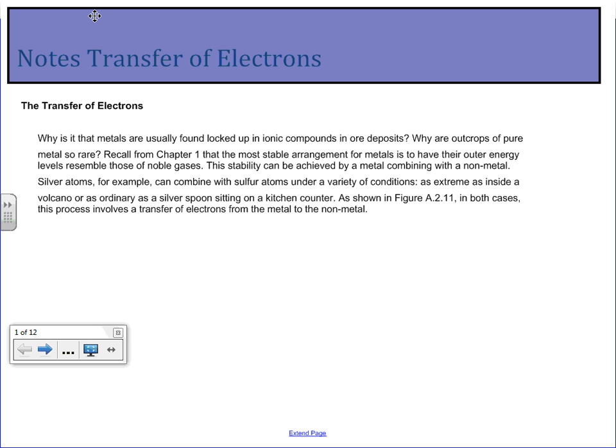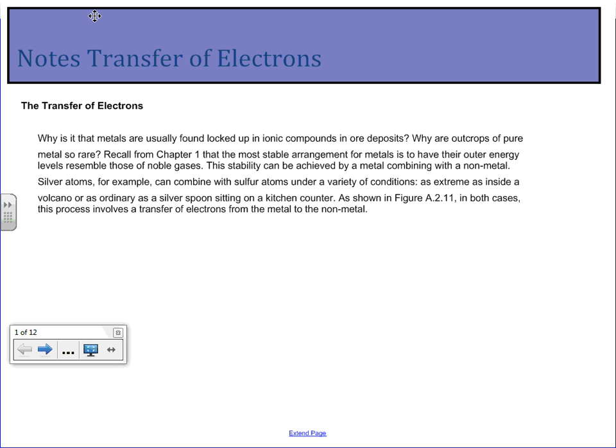Hi, so today we're going to talk about the transfer of electrons. So why is it that metals are usually found locked up in ionic compounds or in other ore deposits? Why are outcrops of pure metals so rare?